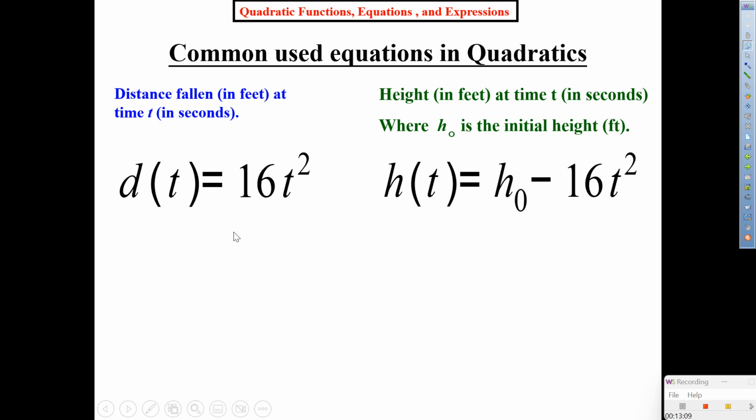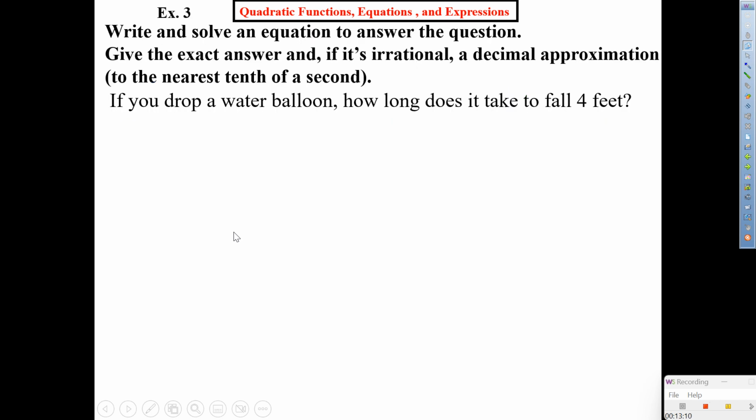All right, copy this, please. Example number 3. Don't copy the bolded text. Just copy the bottom one where it says, if you drop a water balloon, how long does it take to fall 4 feet? Copy that. The other ones are just instructions of what we're going to do right now. Once again, the situation reads, if you drop a water balloon, how long does it take to fall 4 feet?